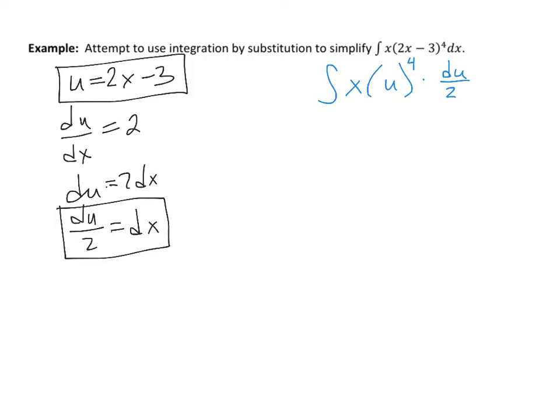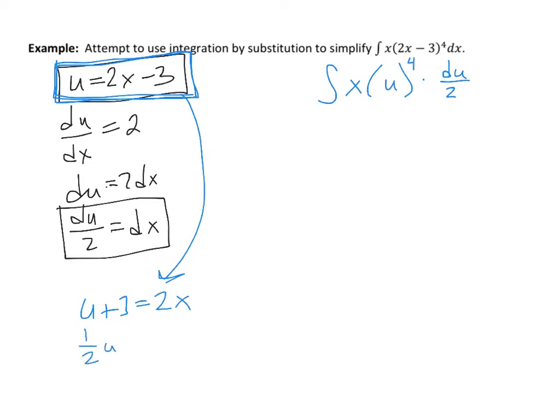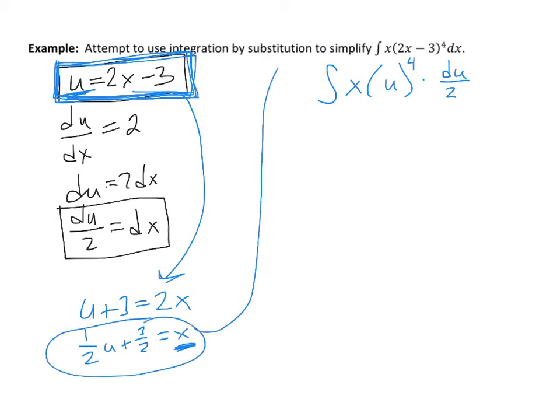We haven't written it down, but take a look at this substitution right here. If this is true, wouldn't it also be true that u plus 3 is 2x? Wouldn't it also be true that 1/2 u plus 3/2 would be x? Do you see how I can effectively take this substitution and instead of solving it for u, solve it for x, so that whenever there are any x's left over, I can put this in.